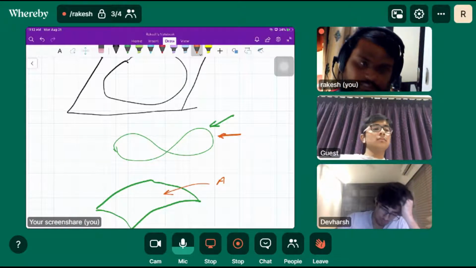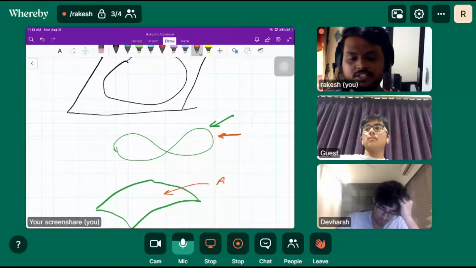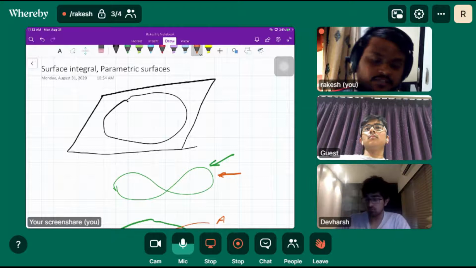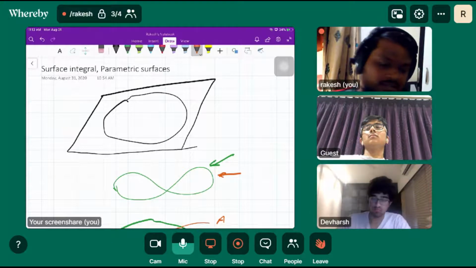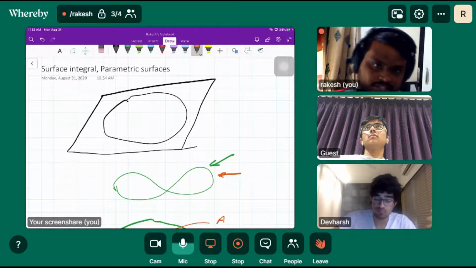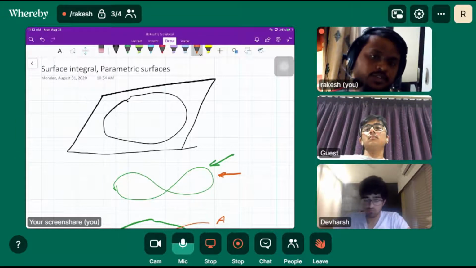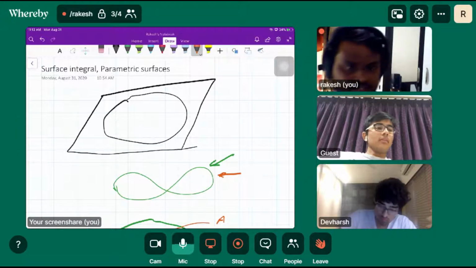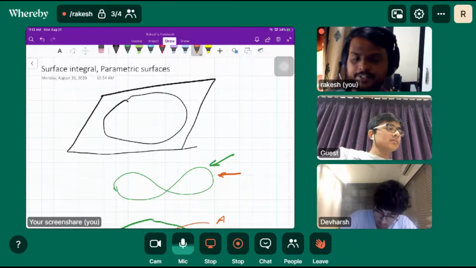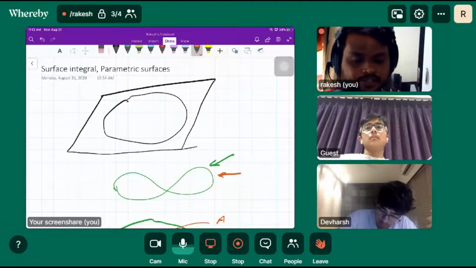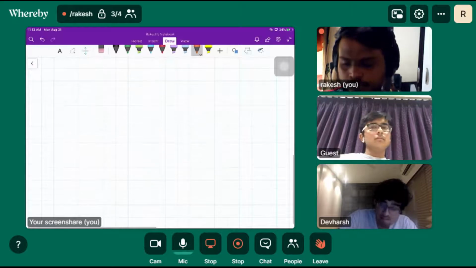Okay, so let's discuss the first thing, that's called surface integral, parametric surfaces. Then based on this basic idea, we can move ahead with the Stokes theorem and divergence theorem. Okay, fine.